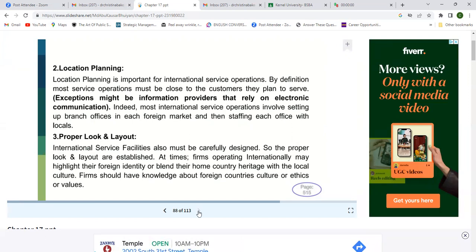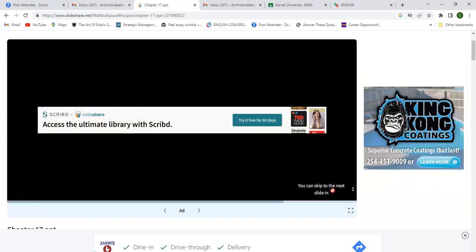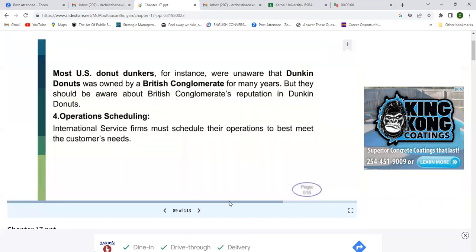Facilities look and layout. International service facilities also must be designed. Though the proper look and layout are established, at times firms operating internationally may highlight their foreign identity and blend their home country heritage with local cultures. Firms need knowledge about the foreign country's culture or ethics.